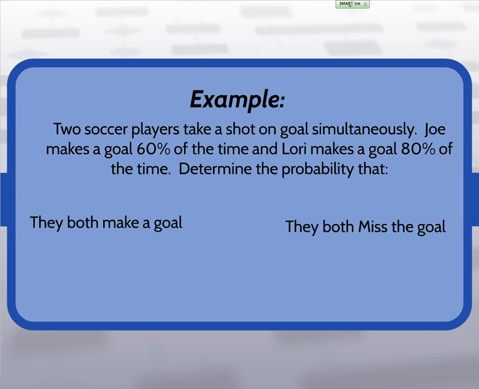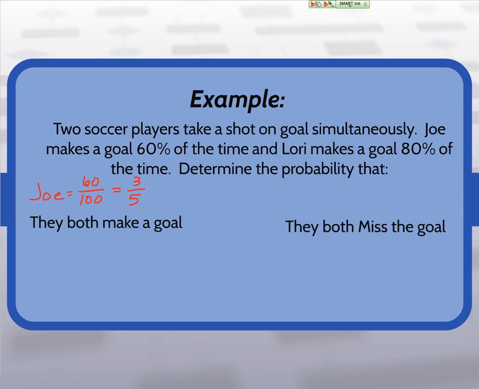So what we have to do then is turn these into fractions. If Joe makes a goal 60% of the time, that means 60 out of 100 shots he makes. You can either reduce it now or reduce it at the end. I don't really care; it does not matter. What do you guys want to do? You want to simplify and reduce this fraction now, or later? Now? Okay. So if I reduce it, it's going to be 3/5. So Joe makes the goal 3 out of 5 times.